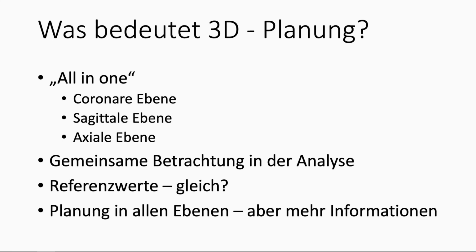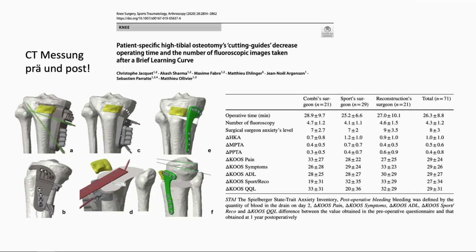What is the situation here with the reference values? Can we simply make a one-to-one transfer of the reference values generated there to the reference values known to us from the 2D analyzers? Of course, the planning in all levels, or rather said the 3D planning, generates very good and valuable information, but under certain circumstances, this is so much information that we are perhaps overstrained with it and struggle with an overload of information.